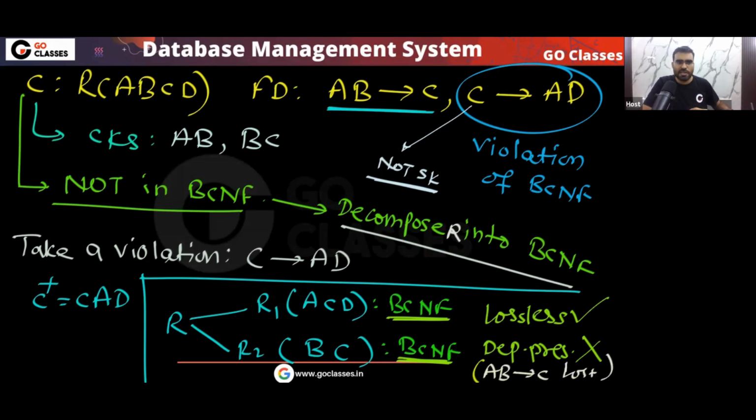Is this clear? Let me know. Did you understand this? So very simple. We got the BCNF decomposition. It is lossless, but you can see this dependency is lost.